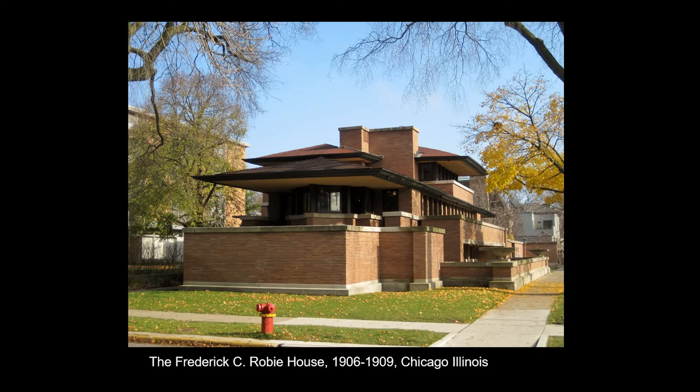So when we look at this house, right off the bat, you can see that it has a low-hipped roof, very much like Japanese architecture, and broad eaves, also very much like Japanese architecture. It doesn't have a lot of exterior decoration. It counts on its masses and its form to make the decoration.